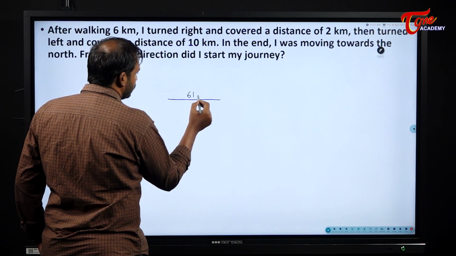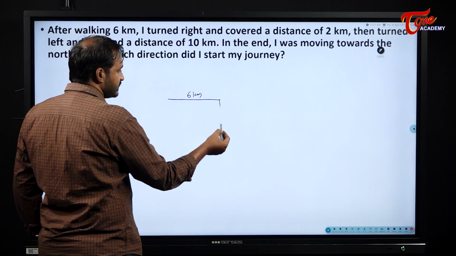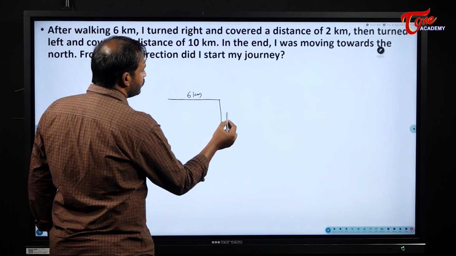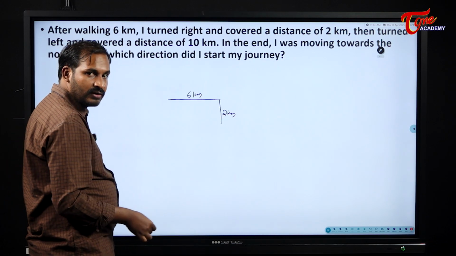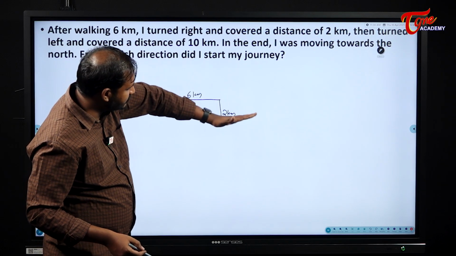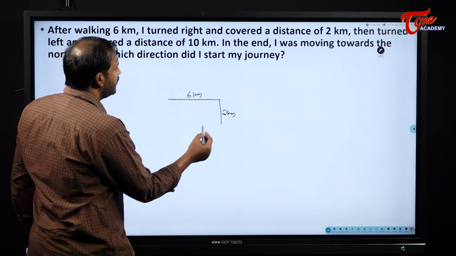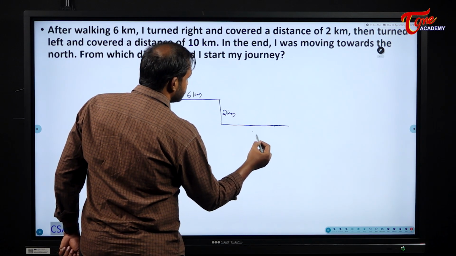So, I walked 6 kilometers. I turned right. That means right means downward direction. And covered a distance of 2 kilometers. Okay. Then turned left. See, the person moving in downward direction, left means what? This direction. Left and covered a distance of 10 kilometers.